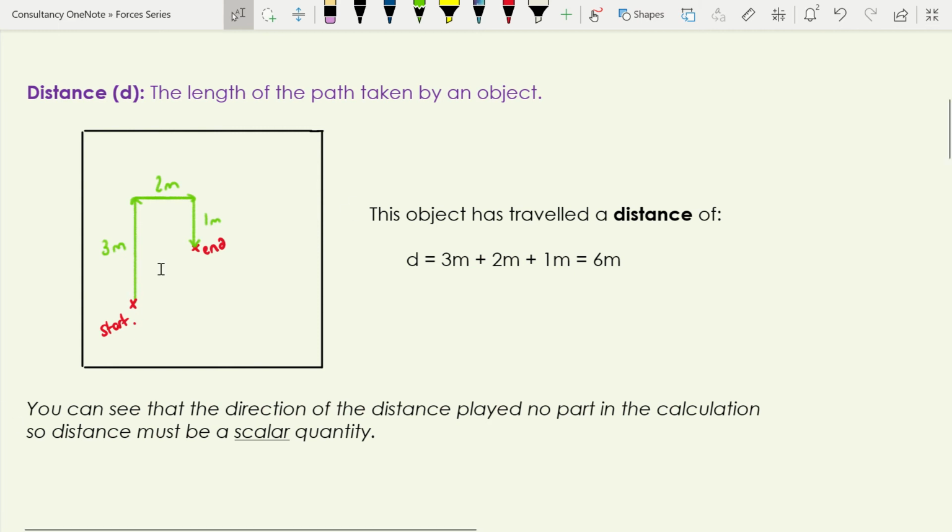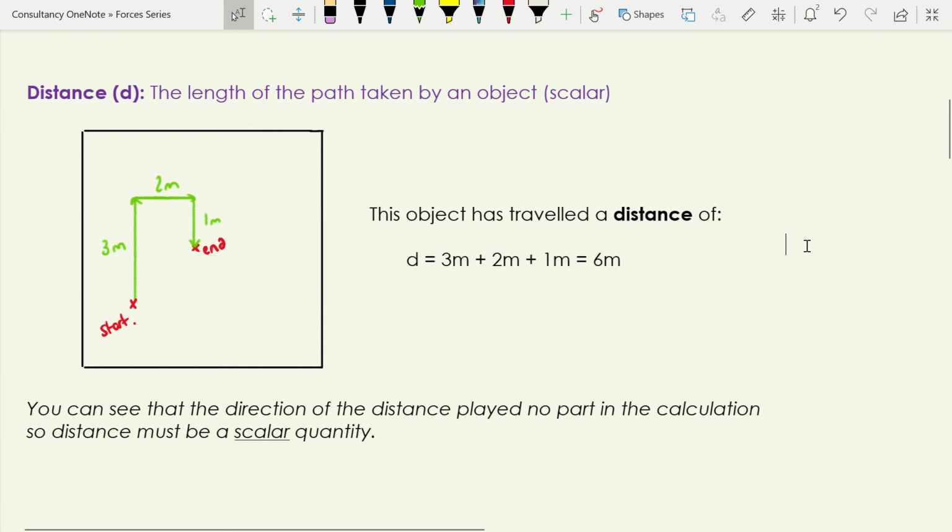So let's say we have an object that's followed this path. It starts over here, where you can see the x is. It's gone 3 meters upwards, 2 meters to the right, and 1 meter downwards. So it has traveled a distance of 3 plus 2 plus 1, giving you 6 meters. The fact that the direction of the movement was irrelevant means that distance must be a scalar quantity. So let's add that in brackets to our notes there.